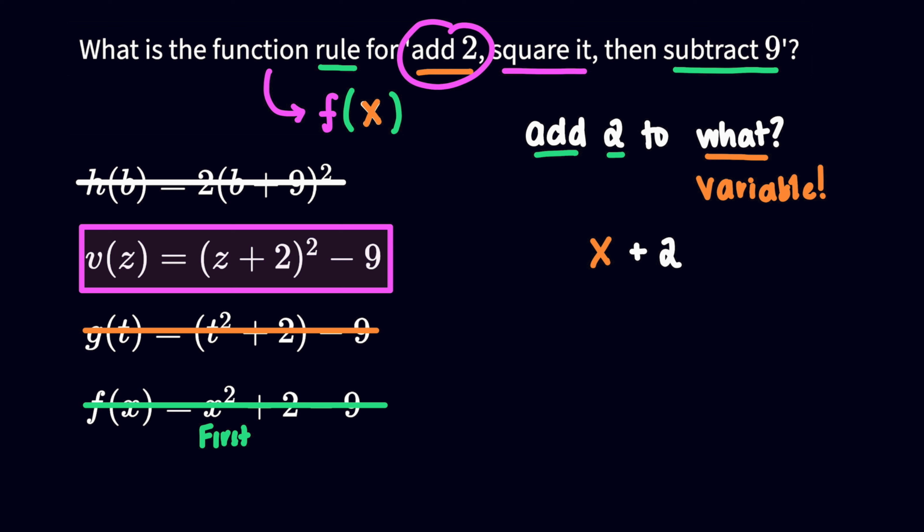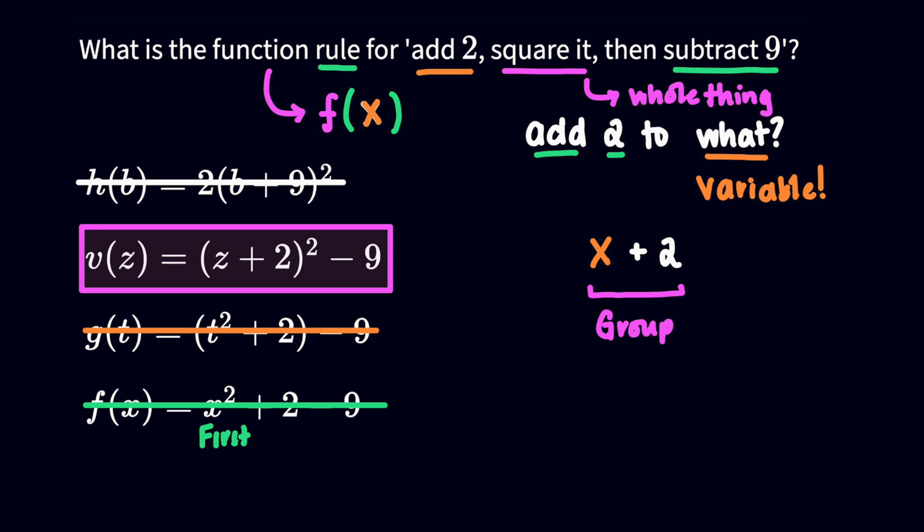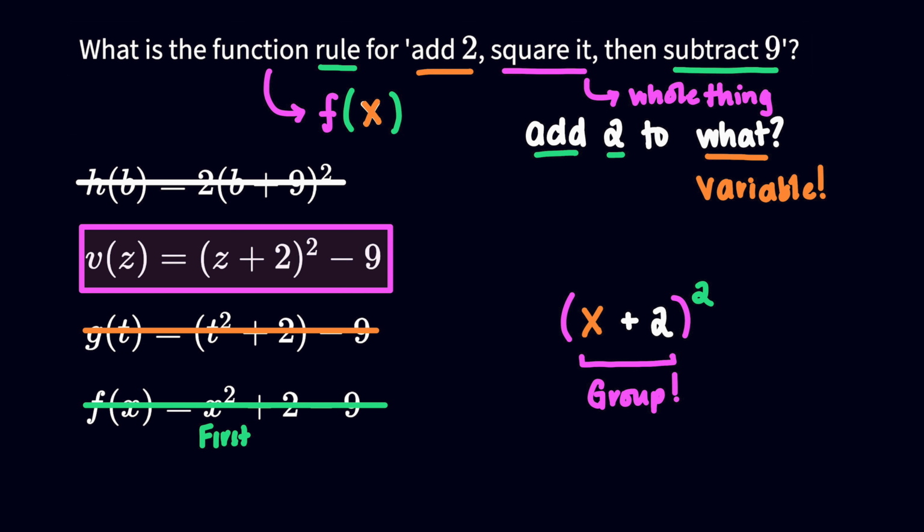Now, after we add 2, the idea is we want to square it. And the it is the whole thing that we've been working towards. Now, if we want to group together the x and the 2, what notation do we use if we want to group stuff together? You're absolutely correct. The parentheses. That's why these parentheses are here. So we're going to group the whole x plus 2, and then we're going to square it. Squaring just means that we raise whatever it is, the whole group, by 2. And that's why this exists.